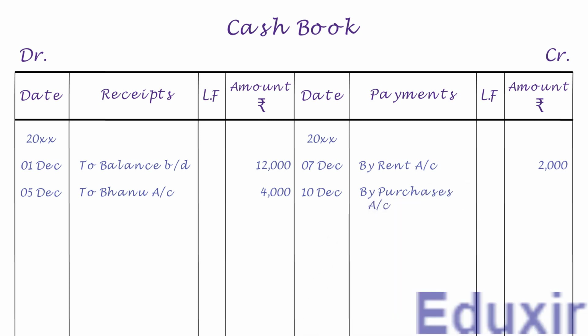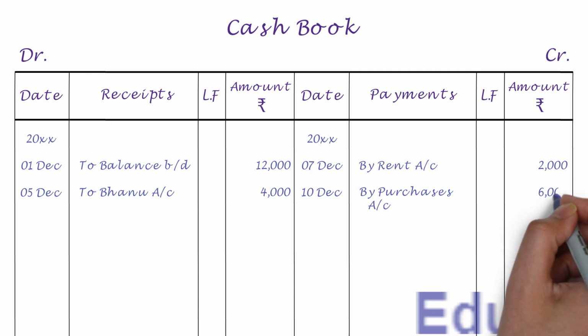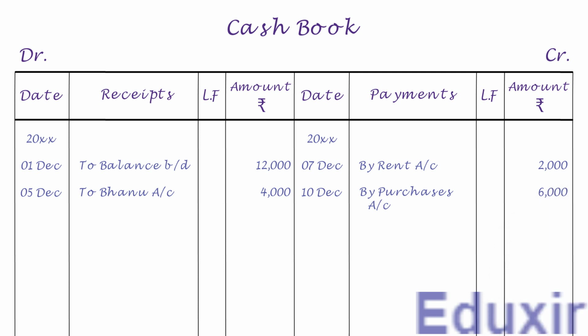Let us then record the credit amount of 6,000 rupees into the amount column. With that, we have completed the posting of this transaction into the cash book. Let us now take up the next transaction.